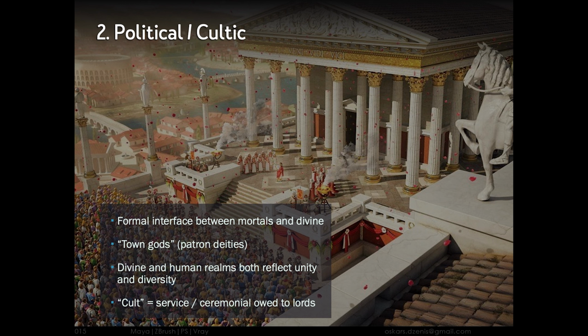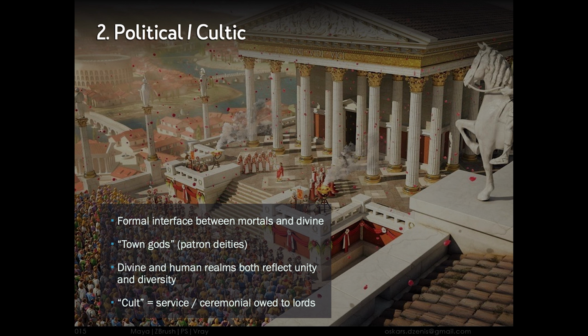The rituals and sacrifices and all of the regularity of the cultic aspect of polytheism is part of the means of providing structure and stability within the community. So you have a formal interface.